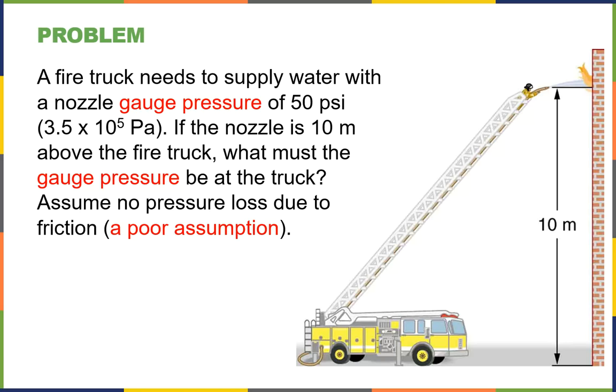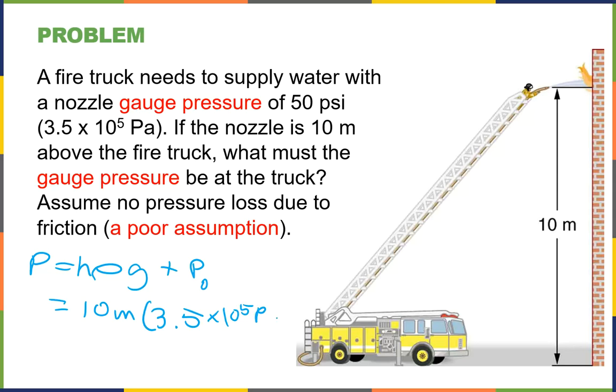So pressure equals height, density, gravity, plus the initial pressure at the top, the gauge pressure. So you just plug it in. So you have the height of 10 meters, and then just the 3.5 times 10 to the fifth. And then you have gravity, 9.8 meters per second squared, and then plus, I think the one after 10 should be the density. Oh, the density. Yeah, that's the thing that goes plus. Yeah. 1 times 10 to the third.